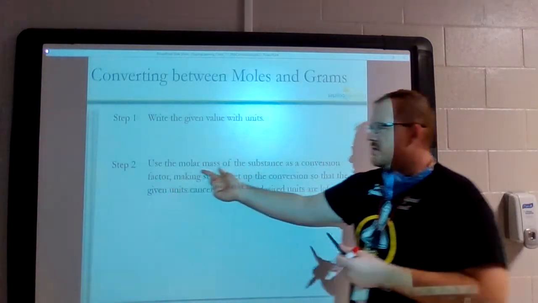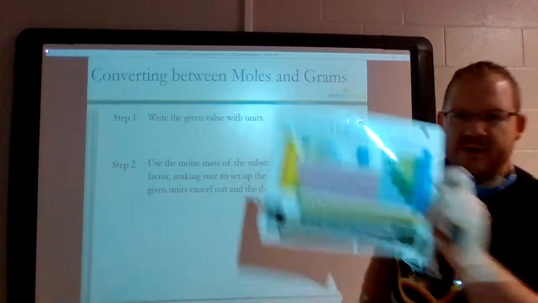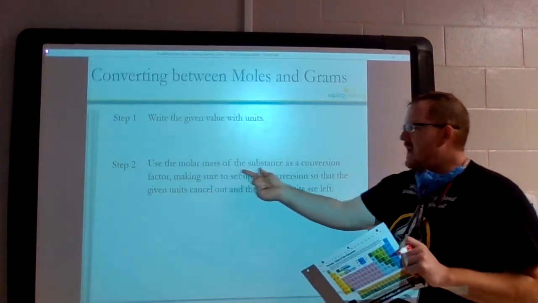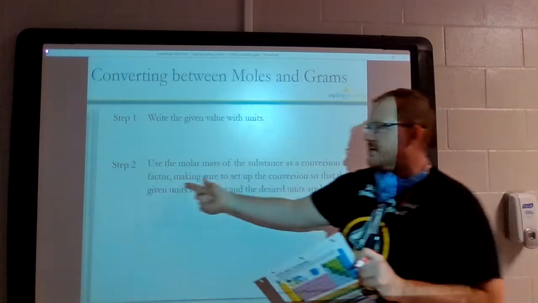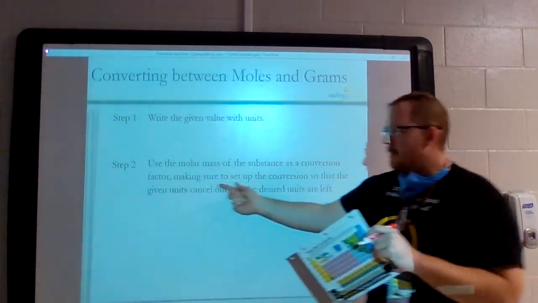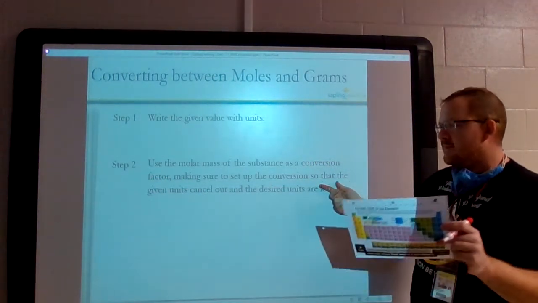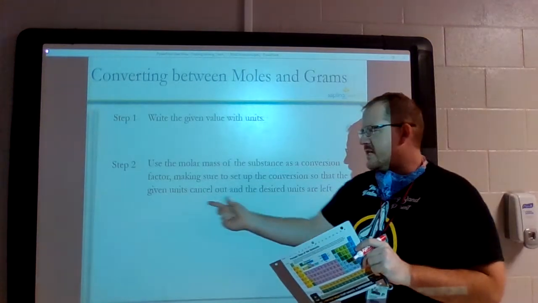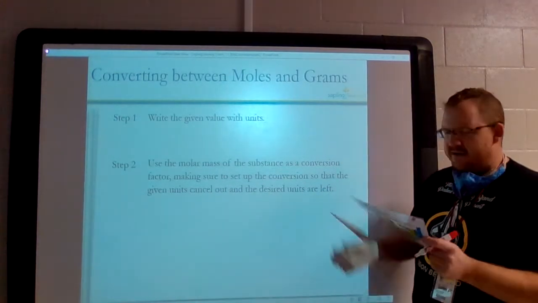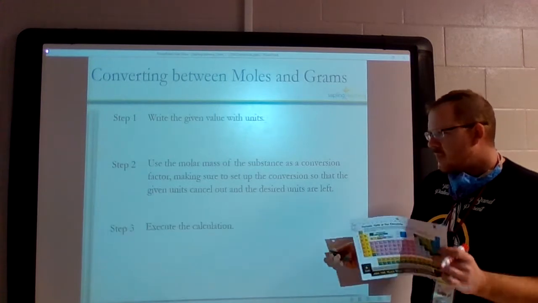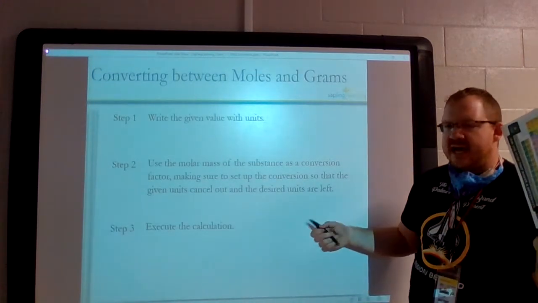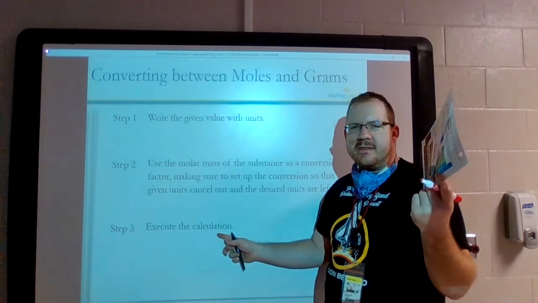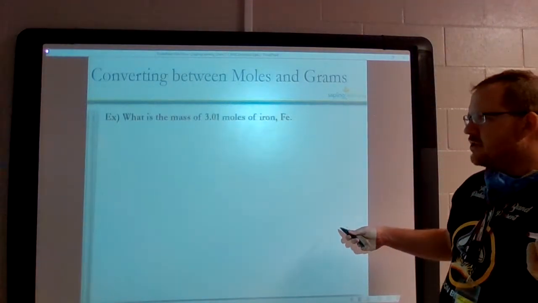Step 2, use the molar mass, which we get from the periodic table. Use the molar mass of the substance as a conversion factor, like I just made on the board over there, making sure to set up the conversion so that the given units cancel out and the desired units are left. I'll show you that in just a second. And then step 3, execute the calculation. That basically just means do the math. So do the math that's left over and get your answer.